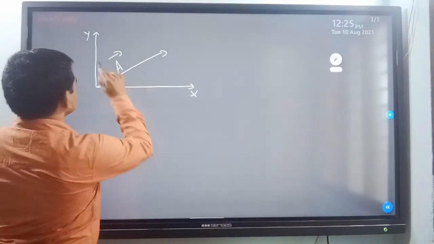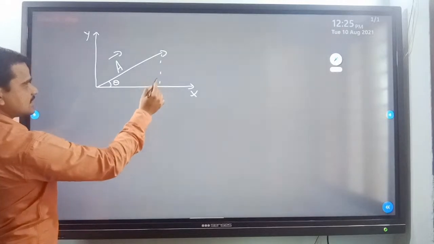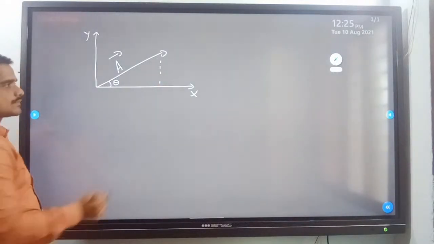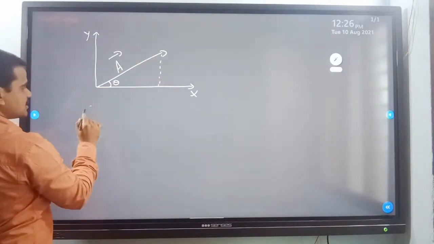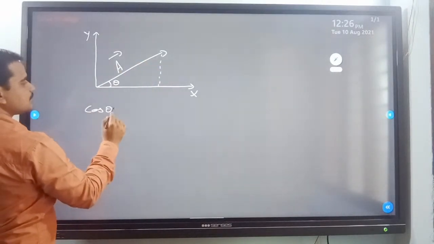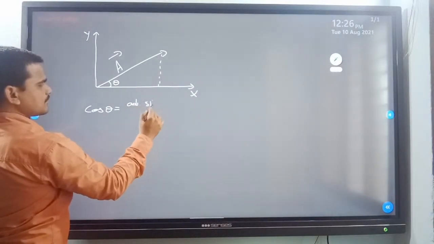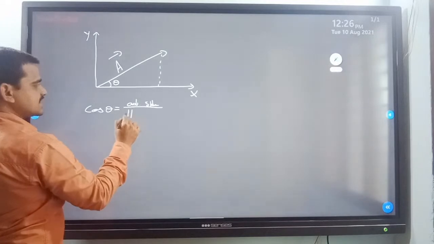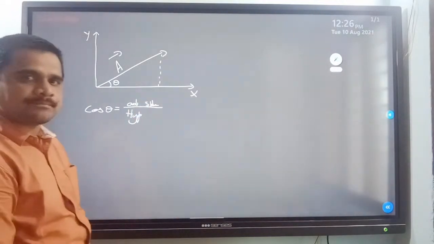Okay, I will try to write it out. See here, I can form a right angle triangle here. From this right angle triangle, can you tell me what is cos theta? I think cos theta is nothing but adjacent side by hypotenuse side. Adjacent side by hypotenuse, right?